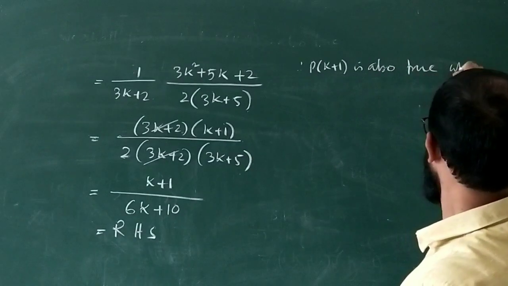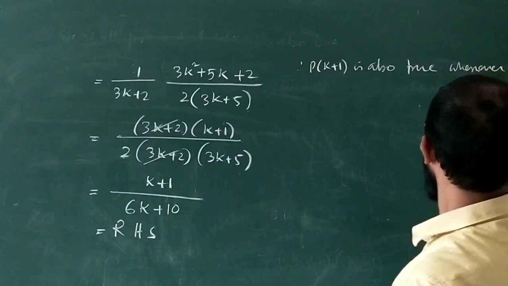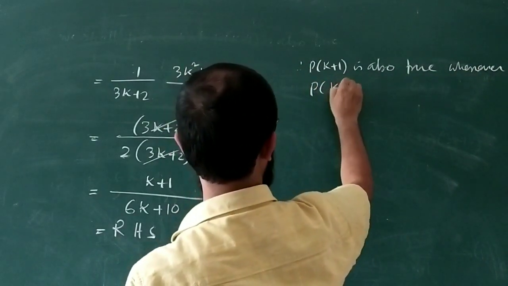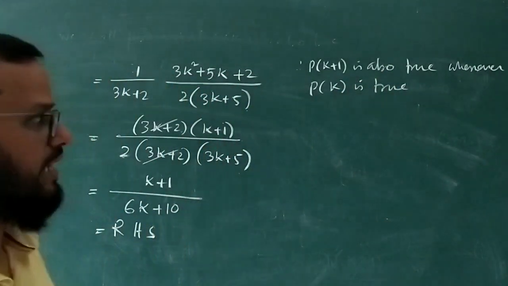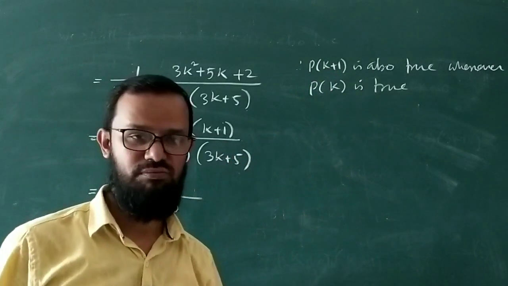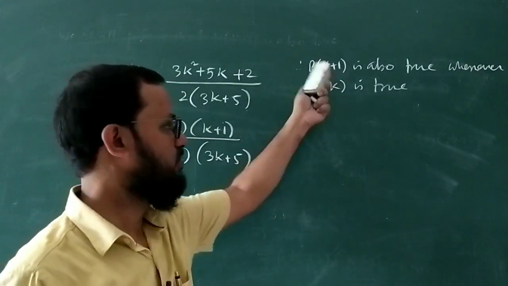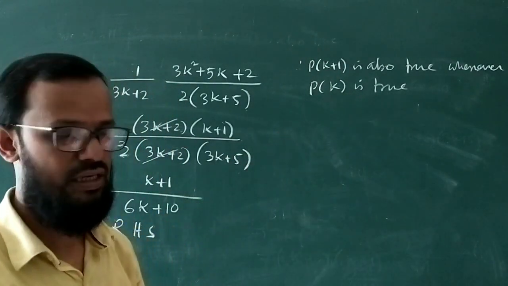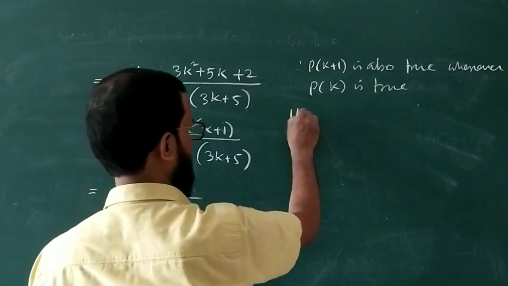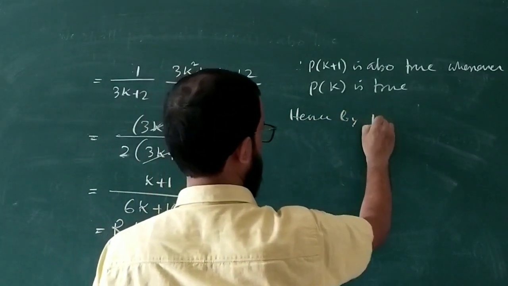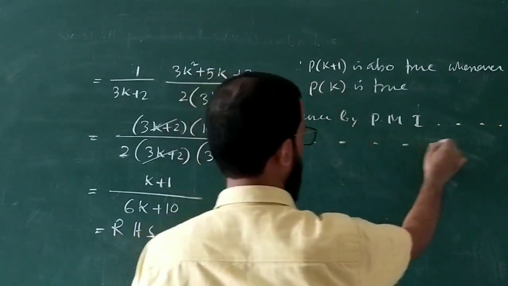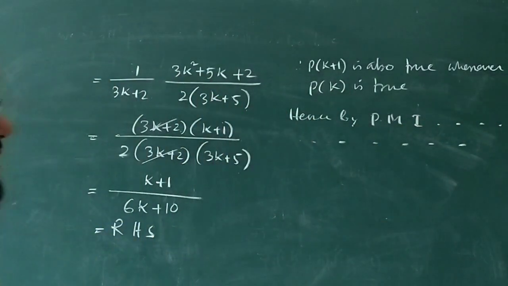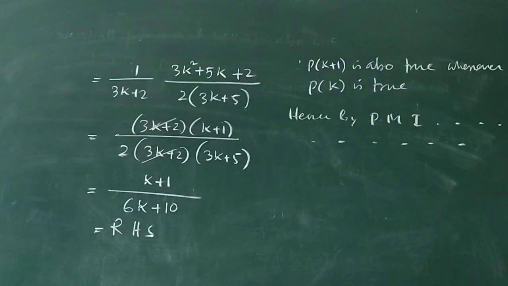Why true? Whenever pk is true, then you can prove that pk plus 1 is true, because using this condition we have to prove pk plus 1. Hence by the principle of mathematical induction, the given statement is true for all natural numbers. You finish the line like that.